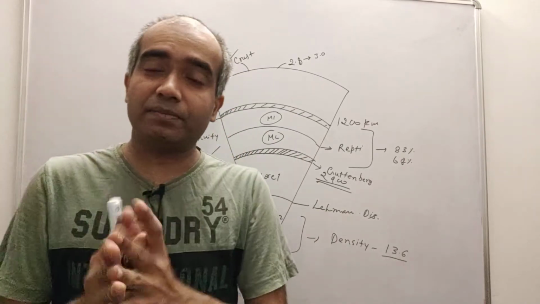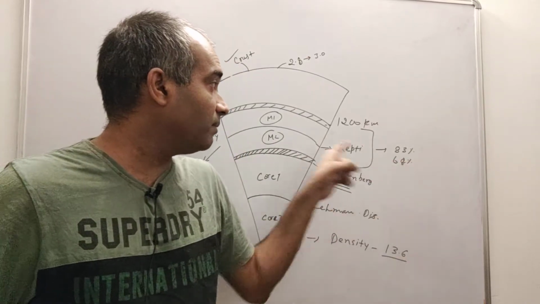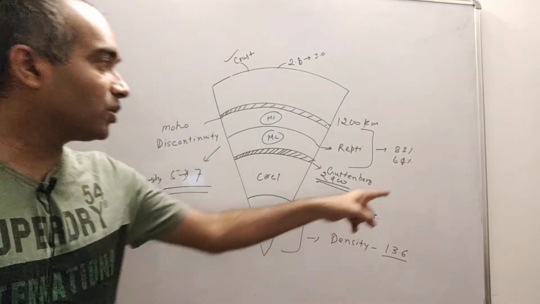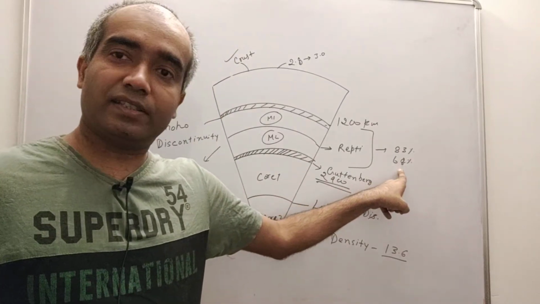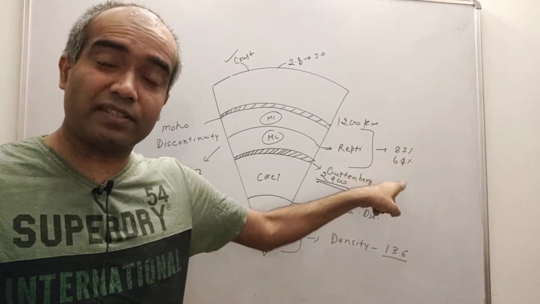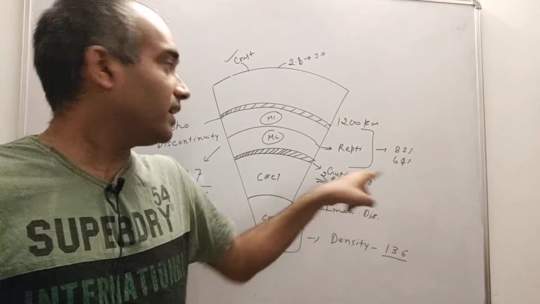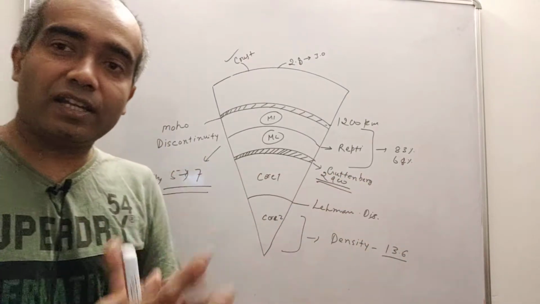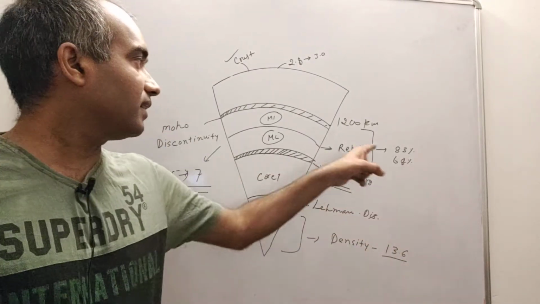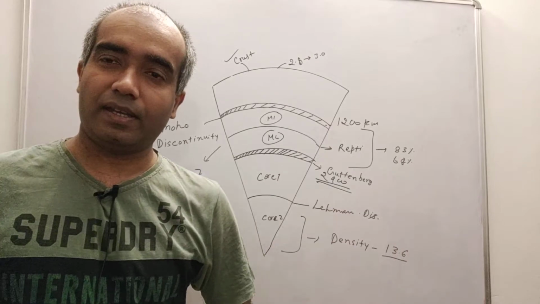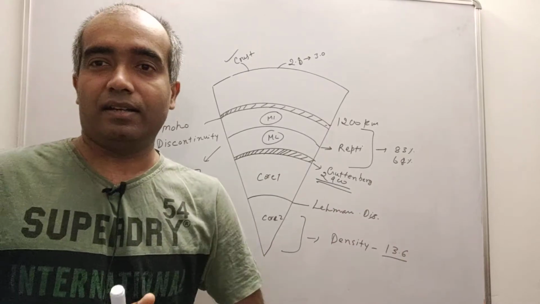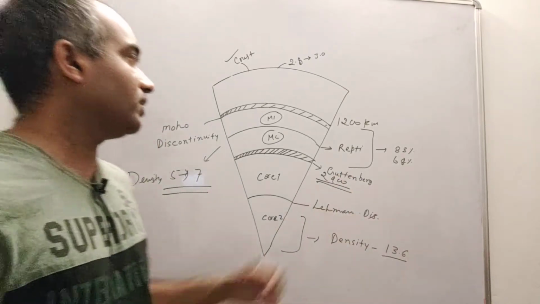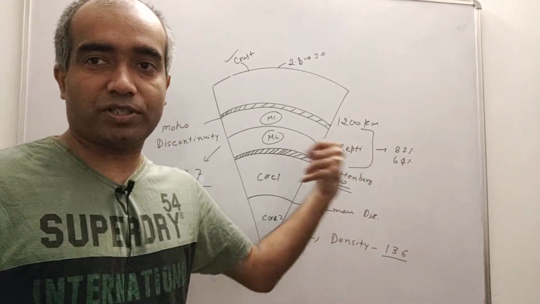So the total Earth material is 83% made of this mantle portion. 68% of the total mass of the Earth is the mantle, and 83% of the total material inside the earth, that is your M1 and M2, which means mantle, right? So that is the mantle portion, M1 and M2.